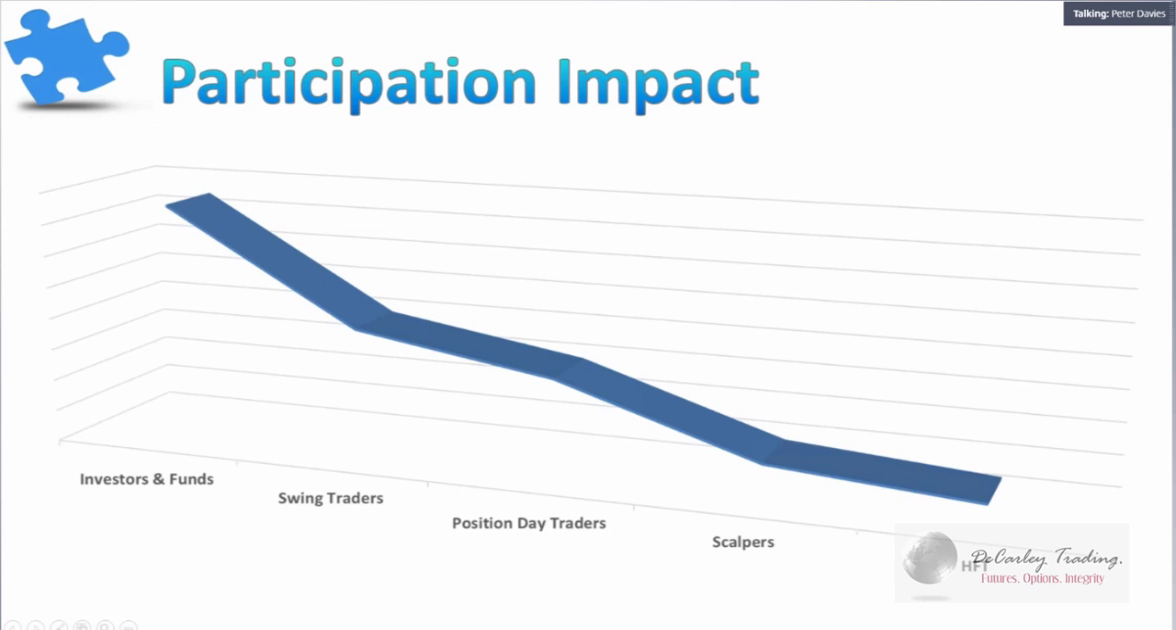Now, swing traders have shorter holding times, usually days and weeks, and then obviously we get to the day traders. Position day traders are the guys holding positions for hours. People have different names for that. They're trying to take advantage of major intraday swings, staying in a position for hours or for most of the day. Scalpers are generally in and out of the market just looking for a few ticks. And then HFTs are mostly short-term market-making and arbitrage trades.